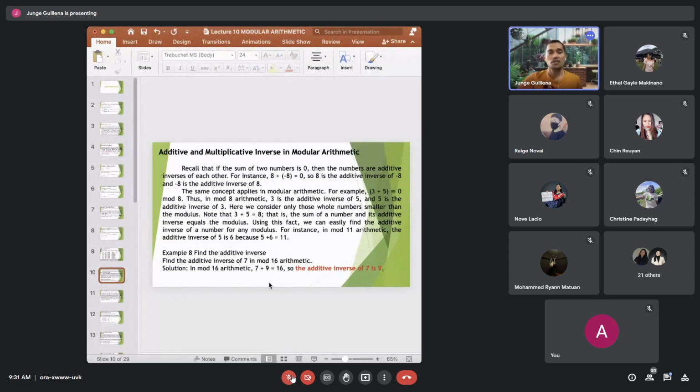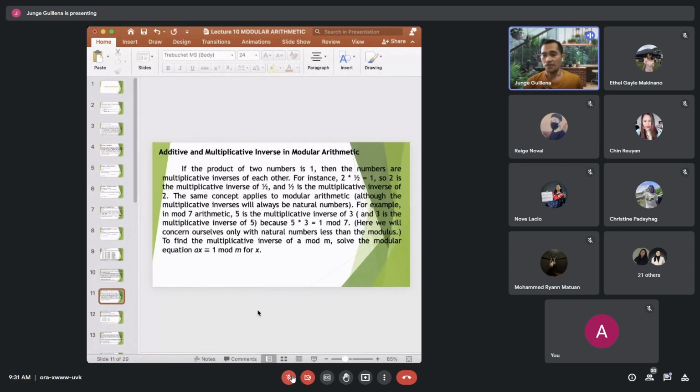Okay, how about the multiplicative inverse? The usual idea that we have in arithmetic nga atong nabaw-an before is that two numbers are said to be multiplicative inverse if their product is equal to 1, di ba? So for example, the product of 2 and 1/2 is 1. 2 times 1/2 is equal to 1. So 2 is the multiplicative inverse of 1/2 and 1/2 is the multiplicative inverse of 2. Okay, that's the usual idea that we have learned before in arithmetic operations.